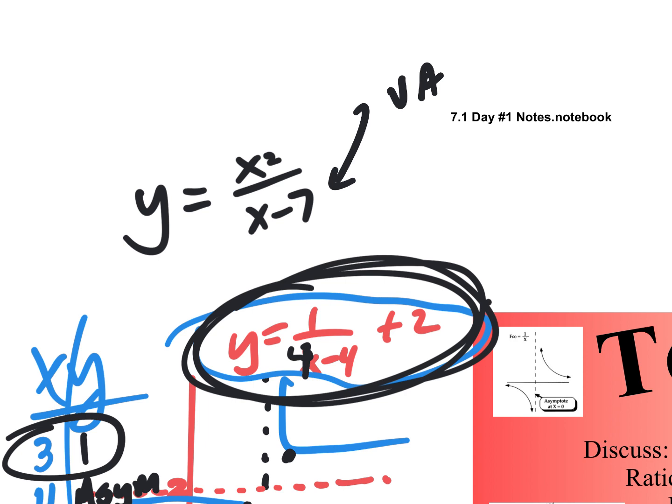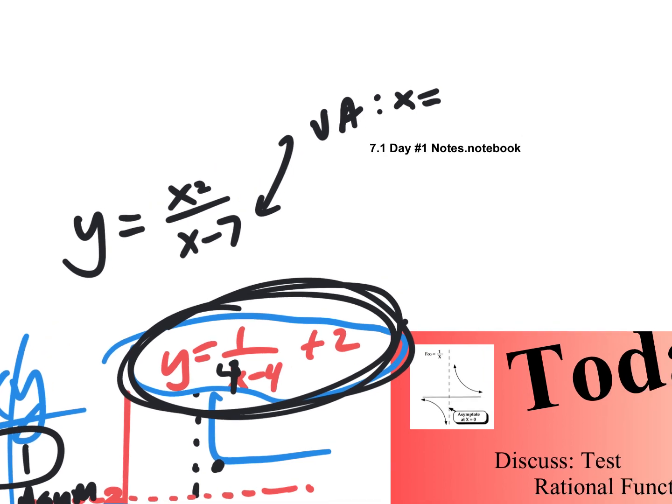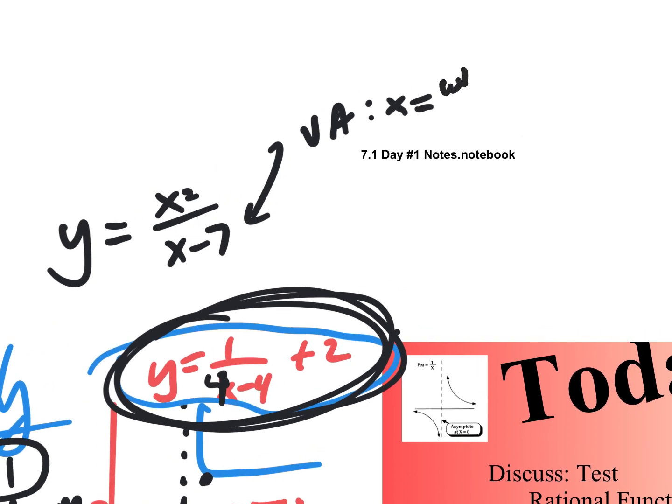Vertical asymptotes are always x equals what makes the denominator 0. The vertical asymptotes are always x equals, not y, because then that would be a horizontal asymptote.